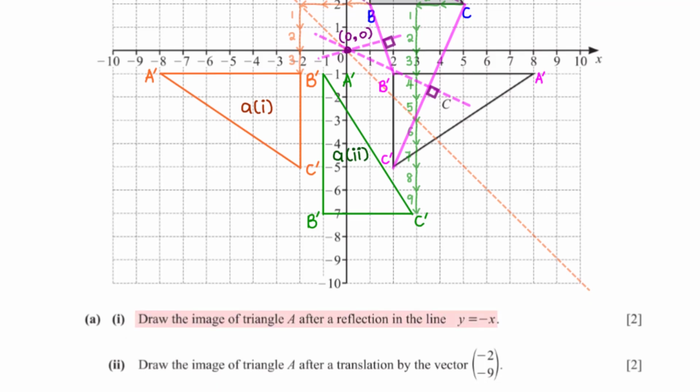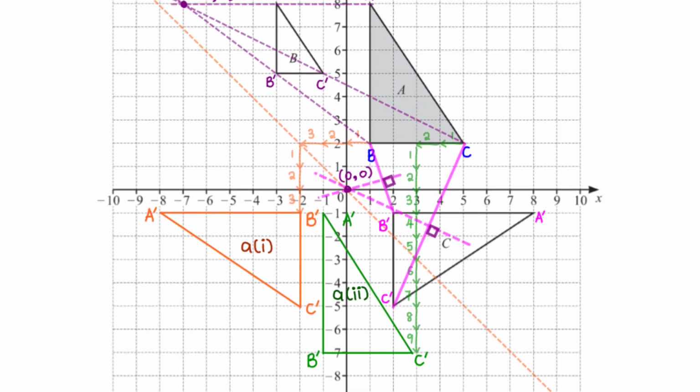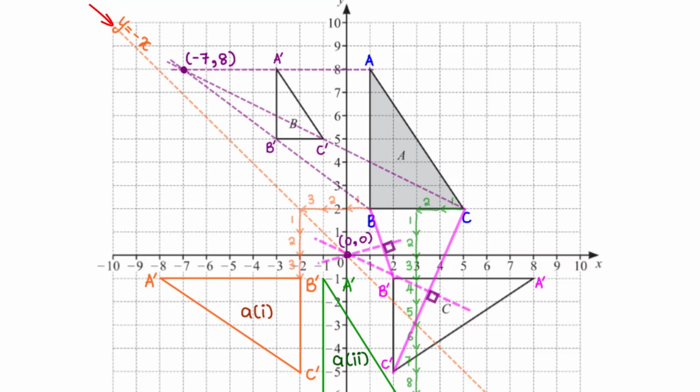Draw the image of triangle A after a reflection in the line y is equal to negative x. So first, we draw the line of reflection, which is y equals negative x. Then from here, we need to reflect the vertices of triangle A in the line y is equal to negative x. So for point B on the triangle, since we move 3 units to the left to touch the line of reflection, we need to move 3 units downwards to pin the new position of point B. We need to repeat the same process for points A and T on the triangle as well. When we are done, we are able to map out the reflected image of triangle A.